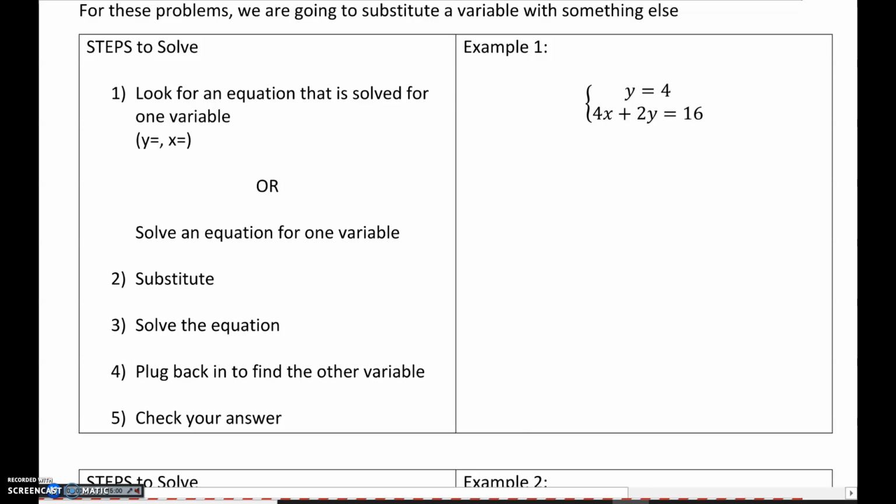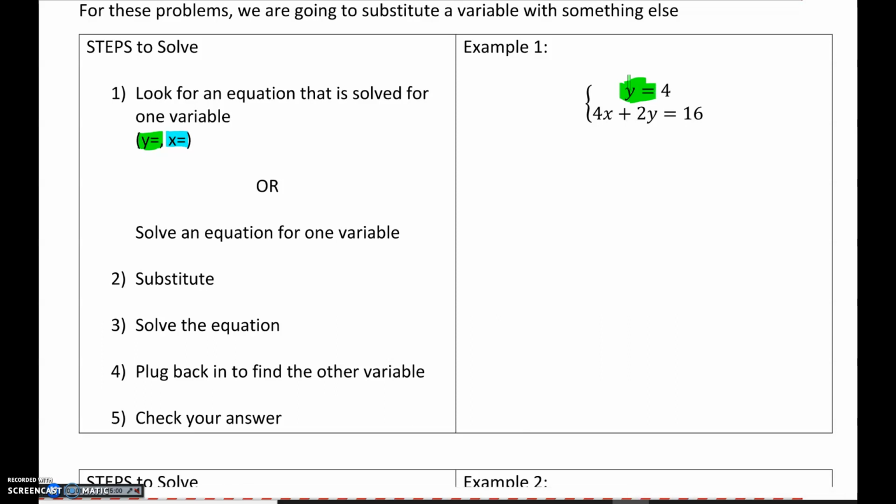So the first step is you want to look for an equation that is solved for. What that means is that you're looking for an equation that's labeled already as y equals, or that's labeled already as x equals. And in this case, we can see that one of our equations is already labeled as y equals. So this is most likely what I'm going to substitute. If we didn't have one of those equations set up like that, we'd have to solve an equation. So we'll look at that in another example.